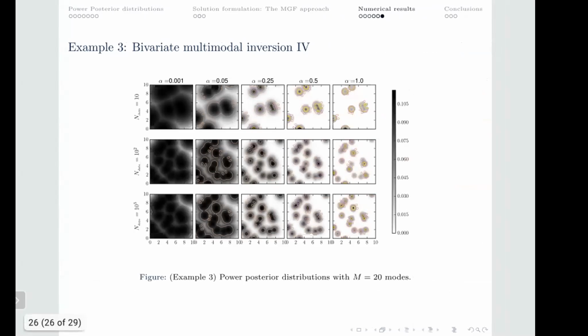And here we add all the 20 modes. So we have 20 modes, and we are changing alpha from very close to 0 to alpha equal 1. And here we just increase the number of the data. We can see, for example, from this line, the number of data equal 10, so we don't have all the modes. This is because you need more and more data to get all the modes.